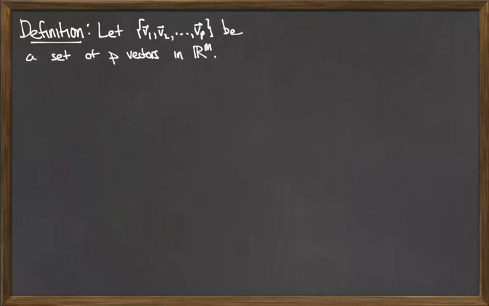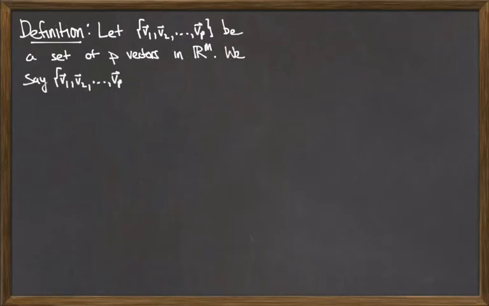In the second part, we're going to look at the definition now of linear independence and dependence. To do that, I'm going to let v1, v2 through vp be a set of p vectors in Rm. So they're all living in the same dimensional space, and I have p vectors here that I'm interested in understanding how they may be dependent or independent of each other.